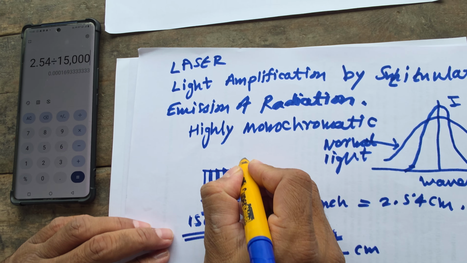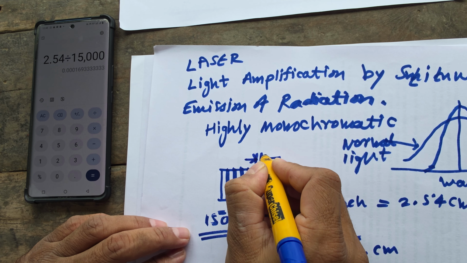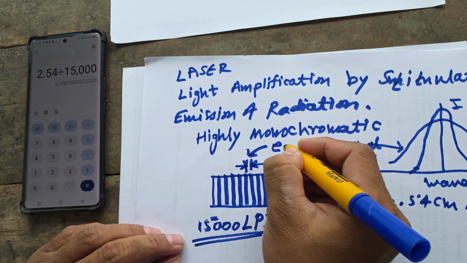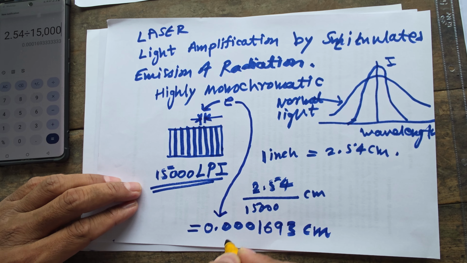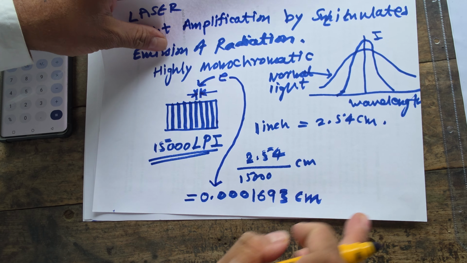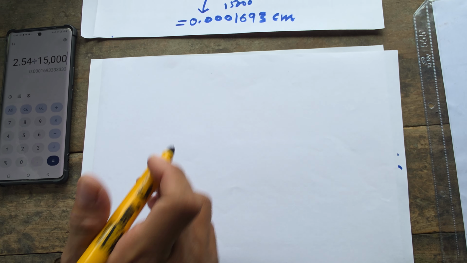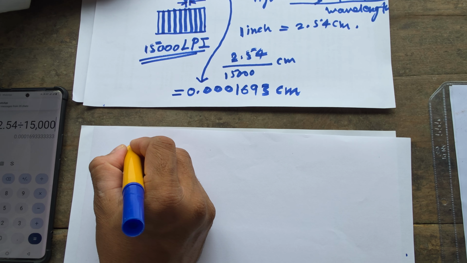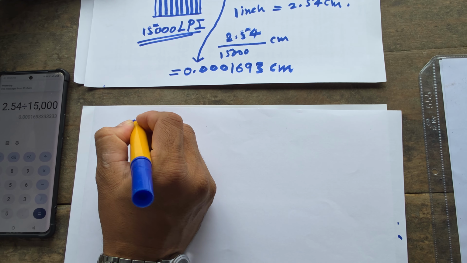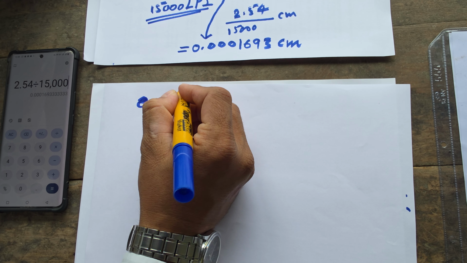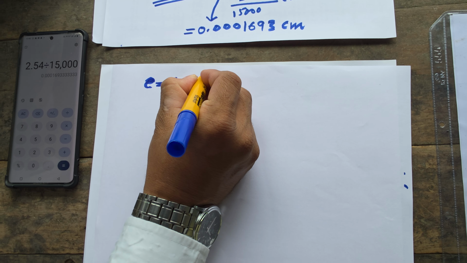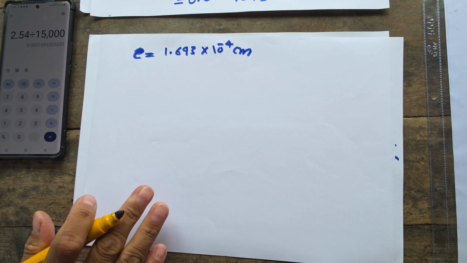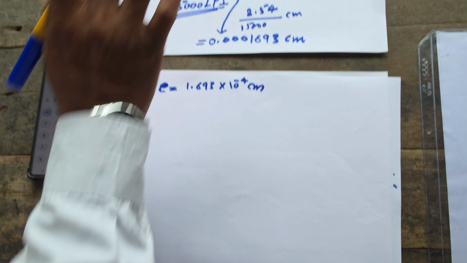That means for this particular case, the distance between these two lines, we will call it a small e, and this small e is nothing but this much. Now if I want to convert this into power, I will just shift these 3 points over here. So the small e for this particular experiment is 1.693 into 10 raised to power minus 4 centimeter. This is the distance between the two consecutive lines here.